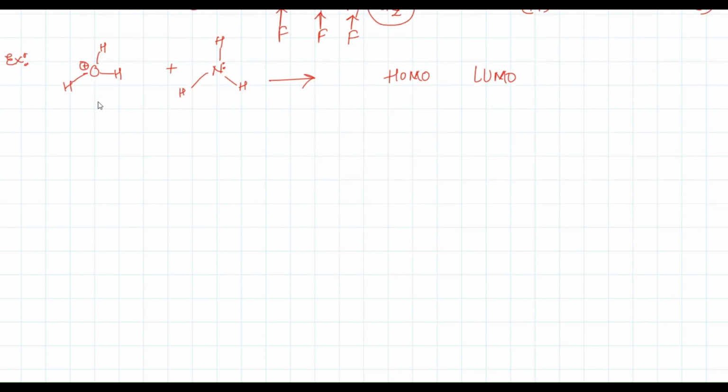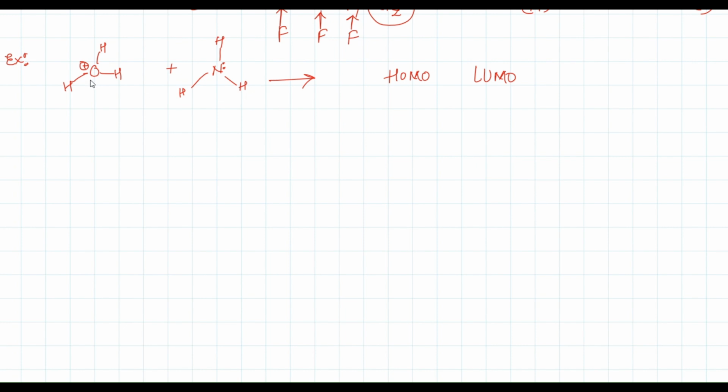So in this example, which one is HOMO and which one is LUMO? We have to check which one is HOMO. Here in oxygen, it already has a positive charge, right? In oxygen, it already has a positive charge.